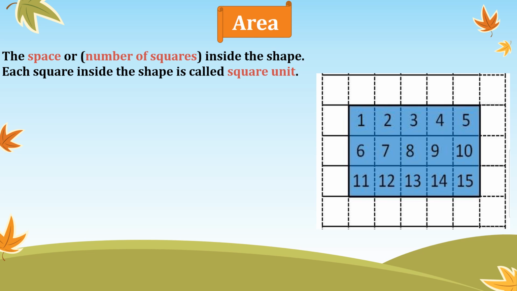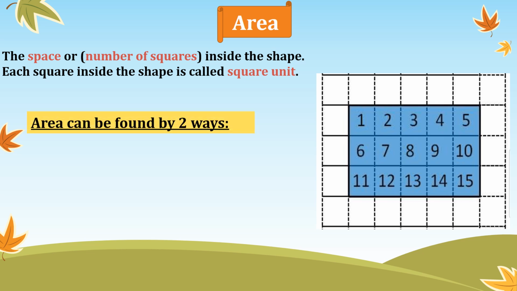Here, in our example, we have a rectangle colored with blue. This big rectangle colored with blue has some squares inside it. If we count these squares inside this rectangle, we will find them 15. So the area of this rectangle is 15. So how to find the area of any shape?